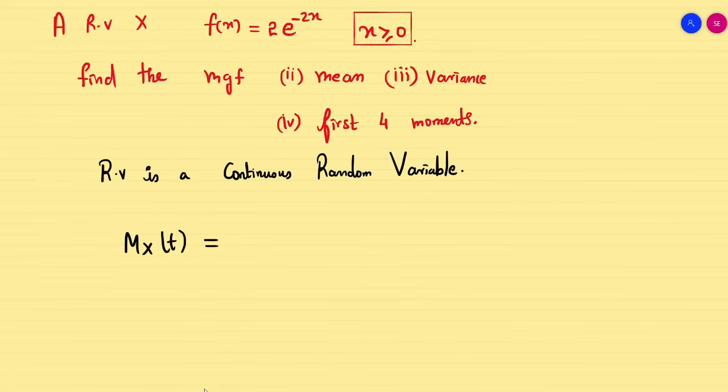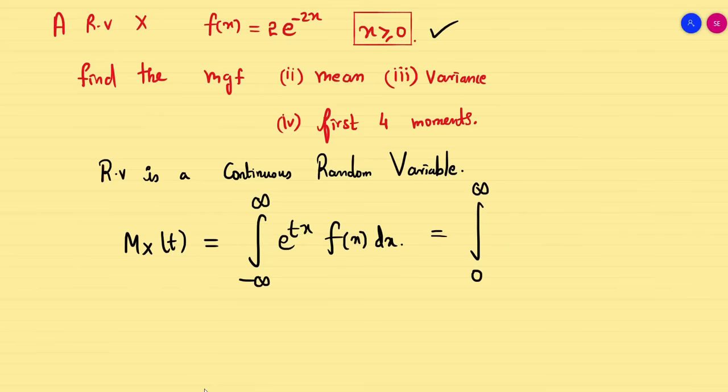Mx dash of t. So we know the formula: integral from minus infinity to infinity of e power tx f of x dx. Since my limit is greater than or equal to 0, I am going to write 0 to infinity e power tx, and my function is 2 into e power minus 2x dx. So I'll take this 2 outside, 0 to infinity.